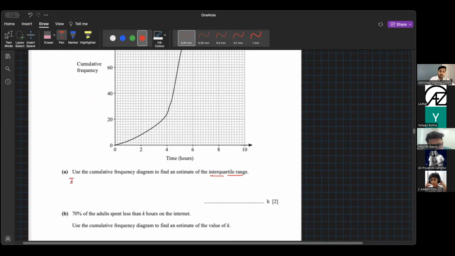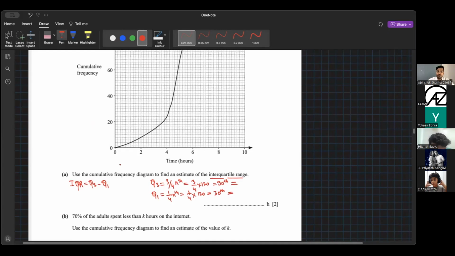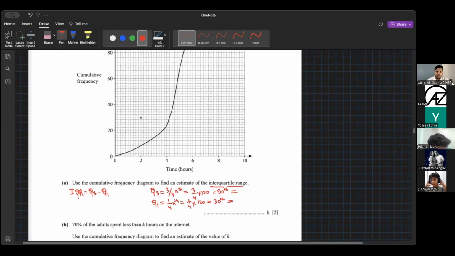Now the formula for IQR is Q3 minus Q1. And we have to figure out the values of Q3 and Q1. Q3 is 3/4 of the data. So 3/4 of 120 will be 90. So we have to check the 90th value. And Q1 is 1/4 of the data. So 1/4 of 120 will be the 30th value. So we have to figure out what is the 90th value and what is the 30th value. Let's check.